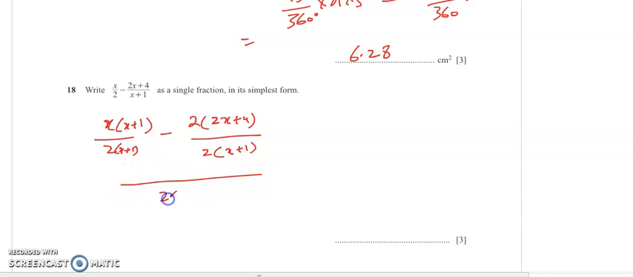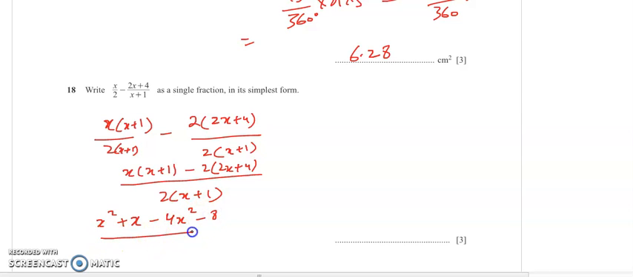Now from here I will take the LCM, which is 2 into x plus 1, and the numerator is x into x plus 1 minus 2 into 2x plus 4. Multiplying it inside, it's going to be x squared plus x minus 4x squared minus 8 over 2 into x plus 1. So x squared minus 4x squared will be minus 3x squared plus x minus 8 over 2 into x plus 1. That will be our answer in the simplest form, because this is a quadratic and we cannot factor it further or simplify it. So that will be our final answer.